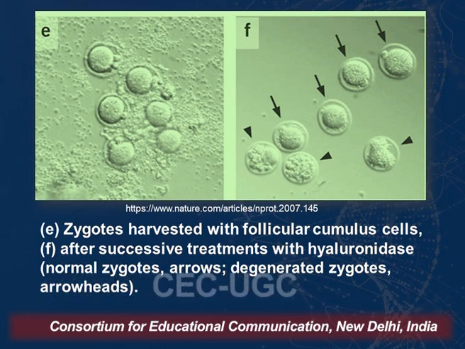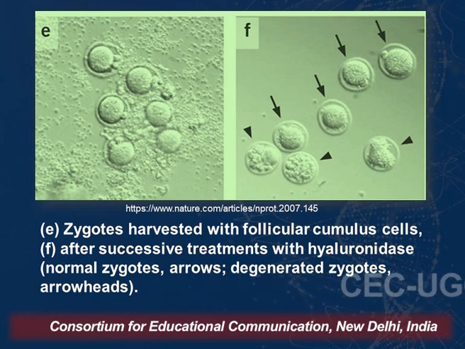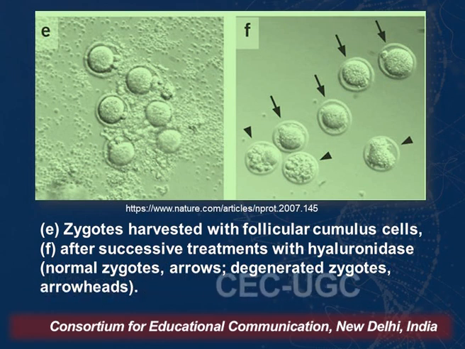and then when you isolate the eggs, there is a loss of efficiency during fertilization, because whatever the number of ovulated eggs, all will not be fertilized, and then when you isolate them, there will be a loss in number in the isolation part, and as you can see here, there will be a degeneration of the zygotes as well. So zygotes are harvested with follicular cumulus cells to start with, and then after successive treatments with hyaluronidase, the normal zygote will be isolated. And as you can see, these are the ones, and these are the ones which are degenerated. So that is how these zygotes are harvested.